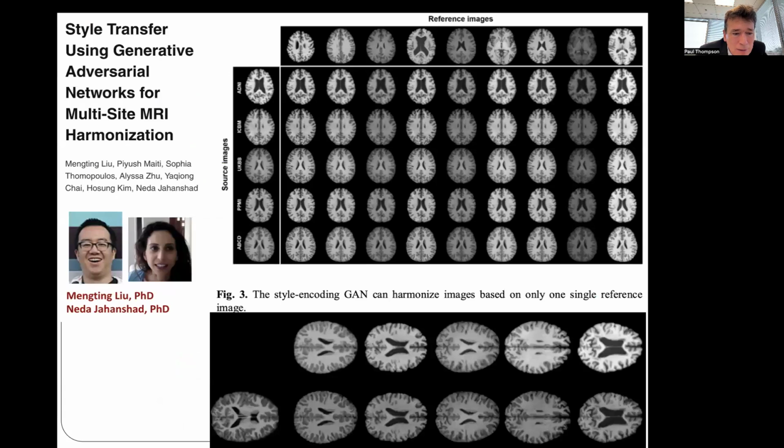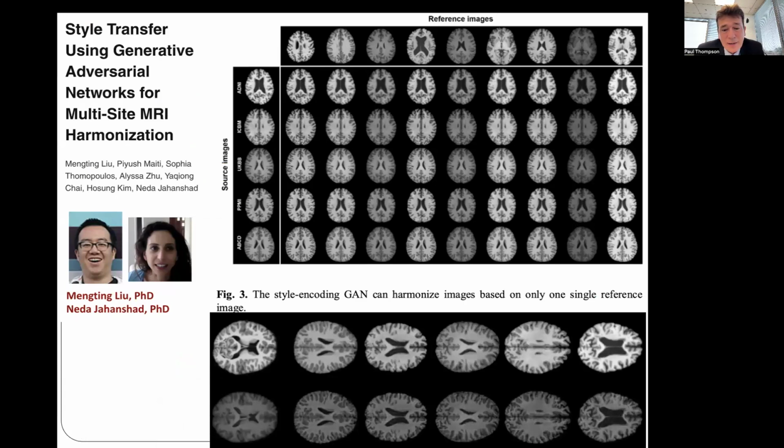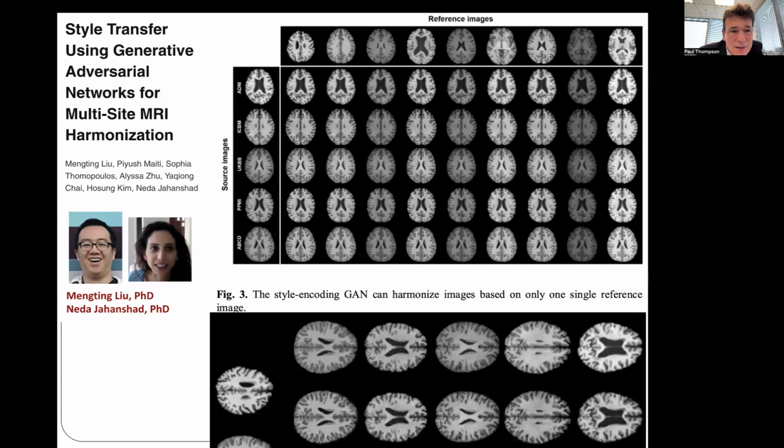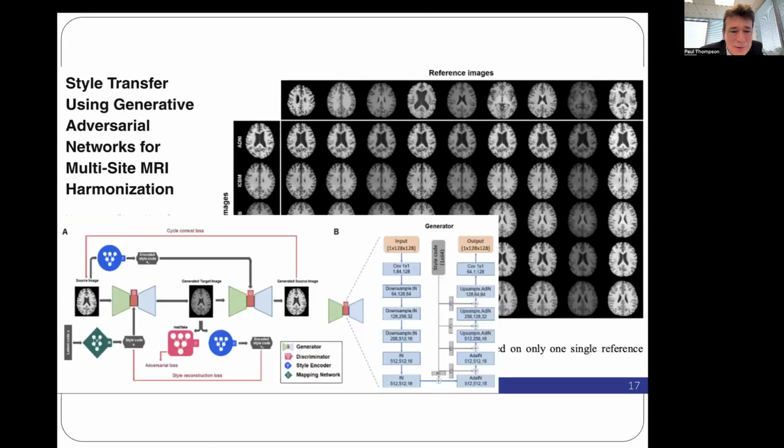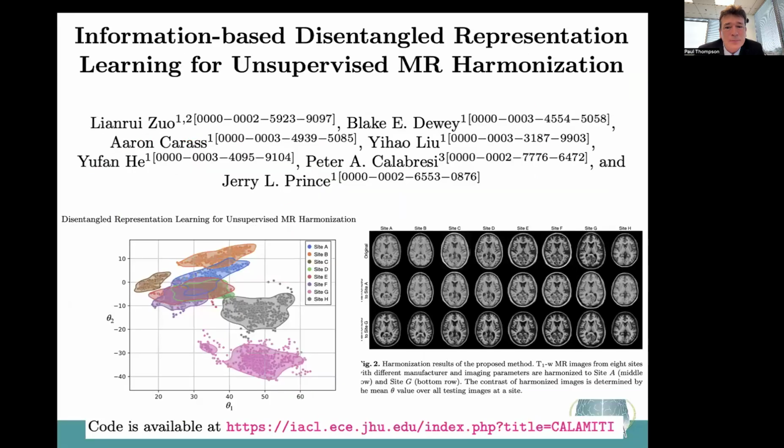It's been adapted by Mengting Liu, Neda Jahanshad, and Ho Sung Kim to a generative adversarial model for harmonizing MRI. And you can see that style transfer is very, very important. I mean, you could basically take multi-cohort imaging data and harmonize all of it using neural style transfer. These methods are available. You can run them on your images and match their appearance to certain standard cohorts. This paper by Surabhi Sinha shows that the classification of Alzheimer's disease improves in accuracy if you do style transfer using GANs on the input images. So it's very, very valuable.